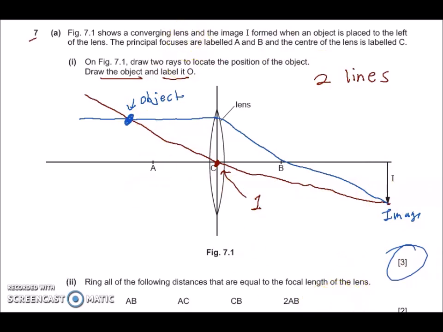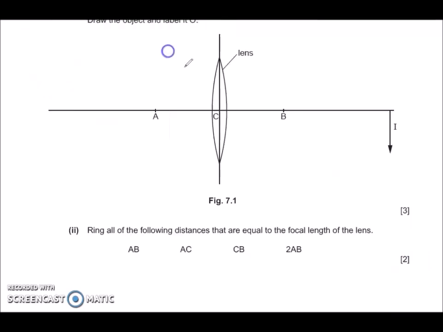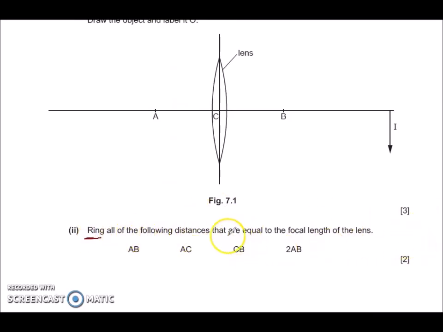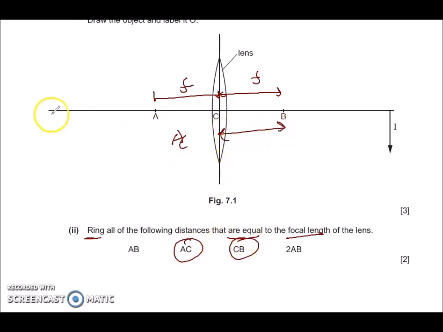Now we move on with the 7. I repeat this one. Ring all the following distances that are equal to the focal length. This is the focal length over here. So your answer here will be AC and CB. That is your focal length. Now we'll move to the next one.